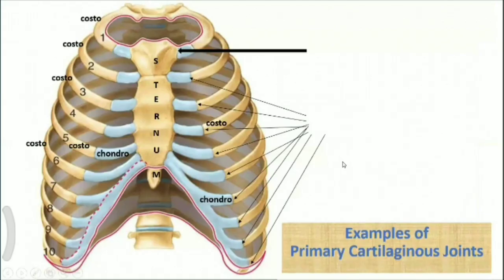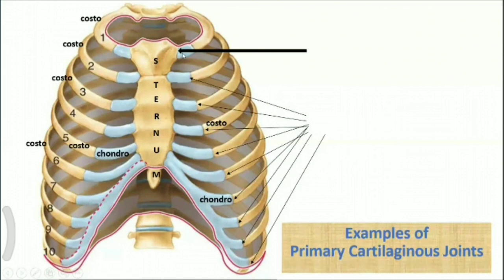Today is memorization. Look at the distributions. So tell me the sites, tell me the joints which are primary cartilaginous in nature. Number one, pay attention: ribs means costo, the anatomical term is costo. Cartilage is chondro. So the joint between ribs and cartilage is called costochondral joint. And this is the sternum, so this joint is called chondrosternal joint.